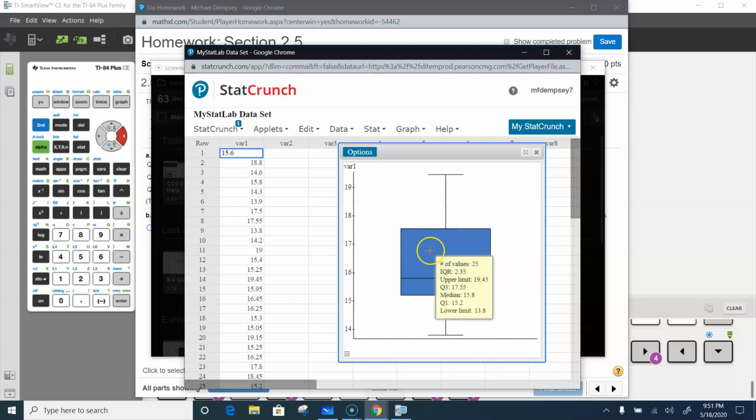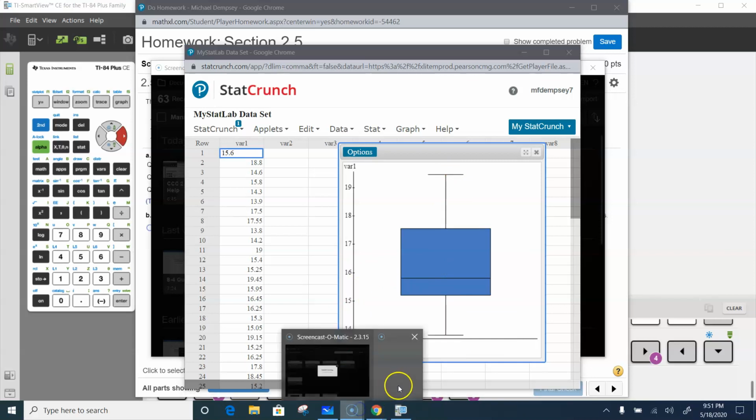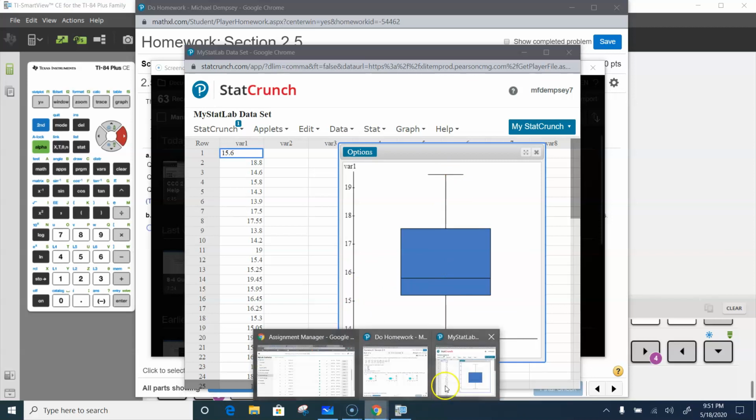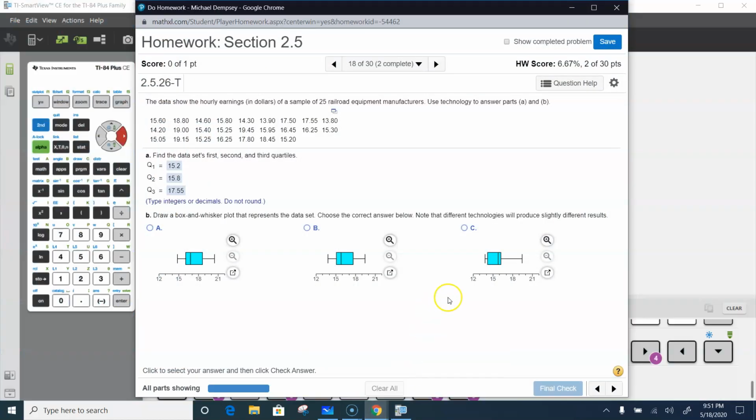So this is the box plot, but keep in mind we would turn it to the right, sideways, to match the box plots they give us. We can see our min here is just below 14, and the max is just above 19. Roughly symmetric, maybe skewed to the right just a little bit. So I'm going to look for a graph that would match that. Okay, so just above 19, just below 14. Let me double check it.